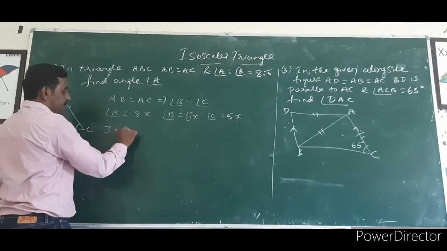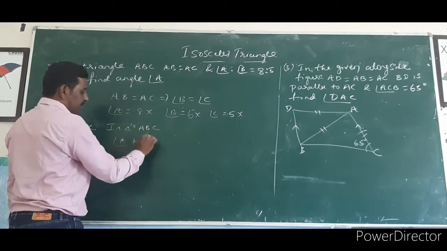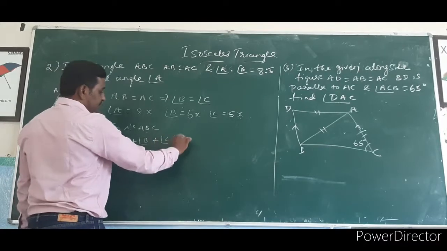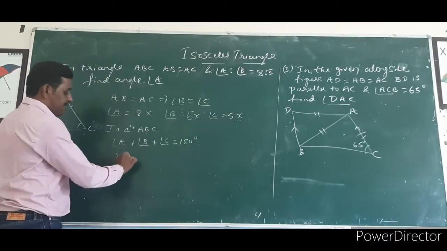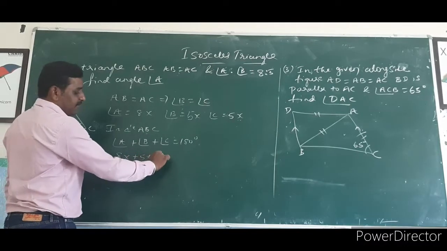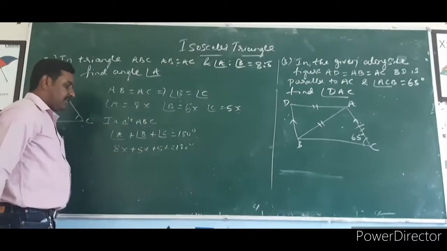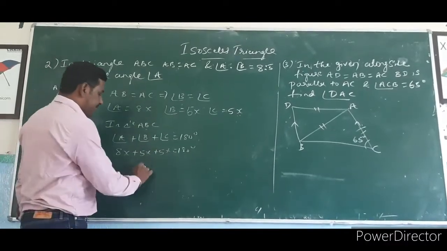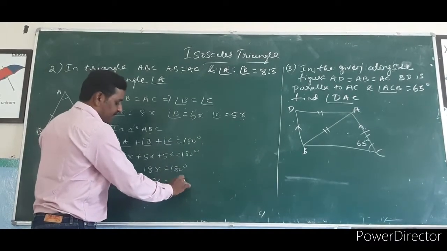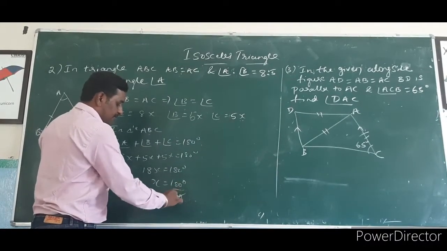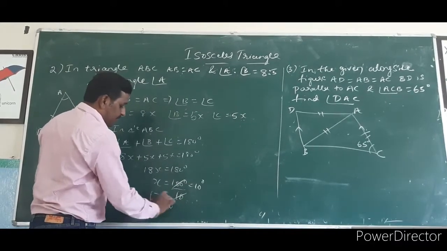So in triangle ABC, angle A plus angle B plus angle C is equal to 180 degrees. Angle A is 8x, so 8x plus 5x plus 5x is equal to 180 degrees. 8x plus 5x is 13x, 13x plus 5x is 18x, equal to 180 degrees. Therefore, the x value is 10.